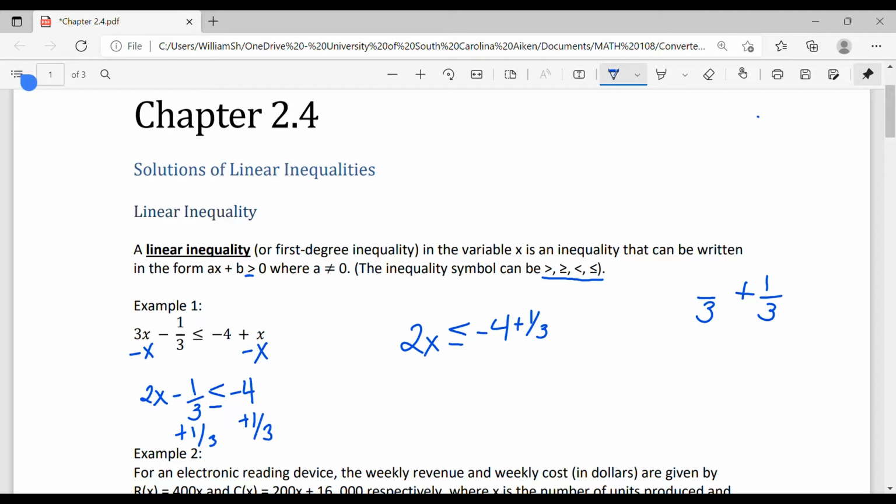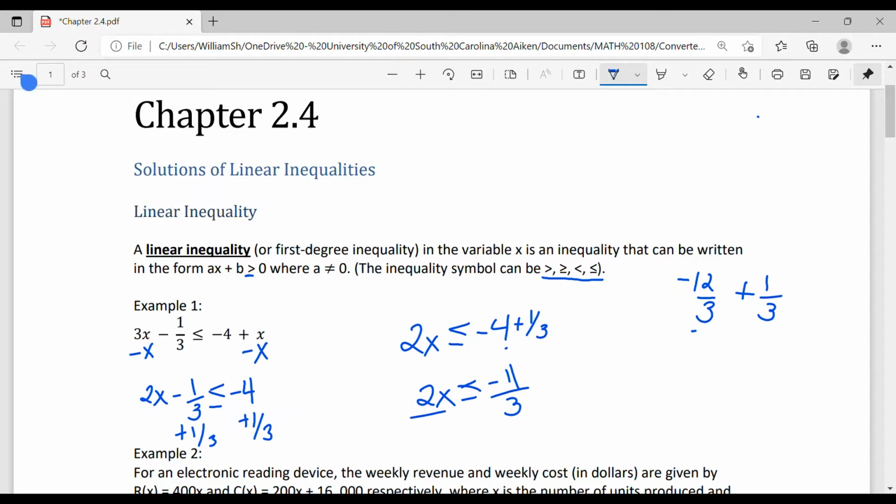Obviously, the second one stays the same, but converting negative 4 to something over 3, I need to do 4 times 3, which is 12, and I have converted this to this fraction here. Now I can add them. So negative 12 over 3 plus 1 over 3 is negative 11 over 3. So I get 2x is less than or equal to negative 11 over 3.